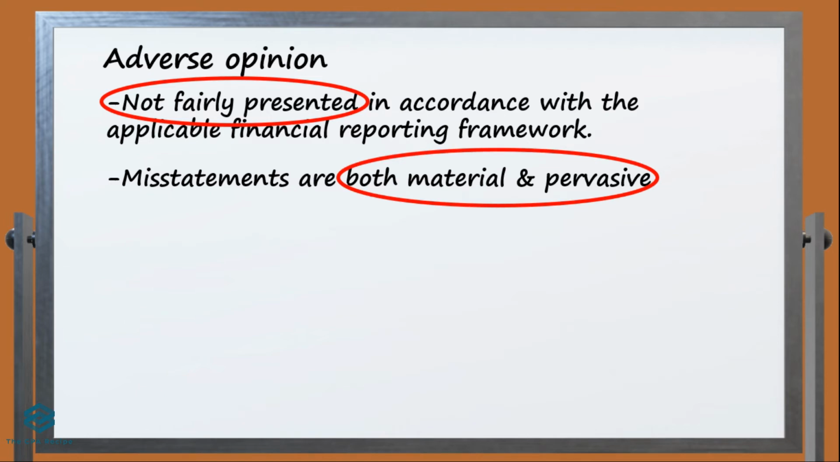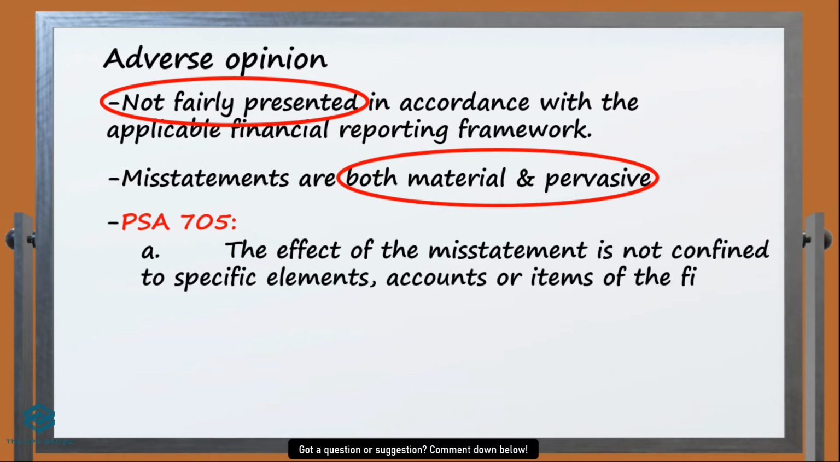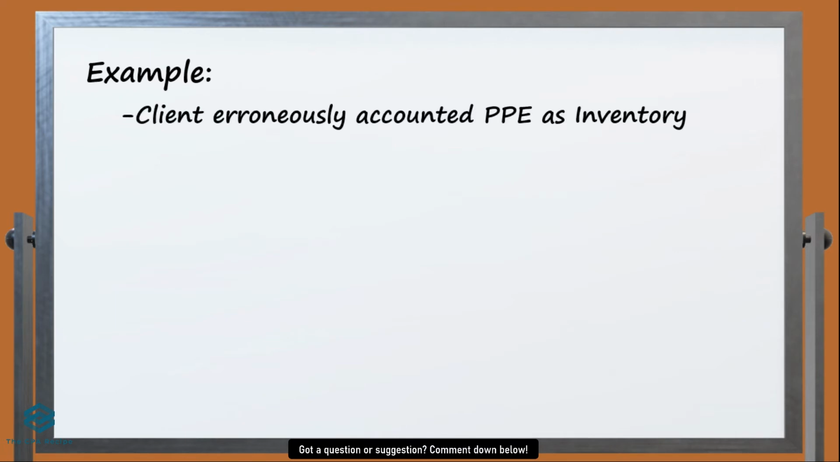Now, if we're going to be technical, according to the Philippine Standards on Auditing or PSA 705, a material misstatement is considered pervasive when the effect of the misstatement is not confined to specific elements, accounts, or items of the financial statements. For example, let's say that the auditor determined na si audit client meron siyang mga office tables and chairs na for some reason, in-account niya as inventory pero dapat ito sana ay accounted as property, plant, and equipment. So, pervasive ba to? Definitely.